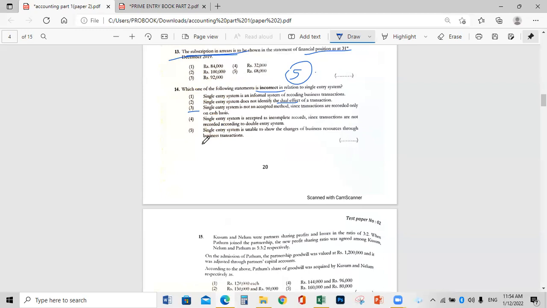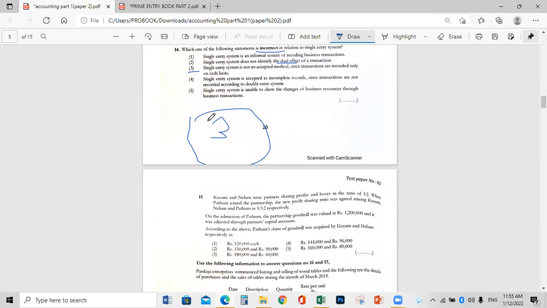Single entry system is unable to show the changes of business resources through business transactions. So, guys, you can't easily identify the changes in business resources because you're only recording in one place. You're not recording in both places. Usually a transaction will have dual impact, but we are only recording in one place. Because of that, we can't easily identify the change. Clear? Answer is the third one. Now, can you all quickly send me the answer for the 15th one?